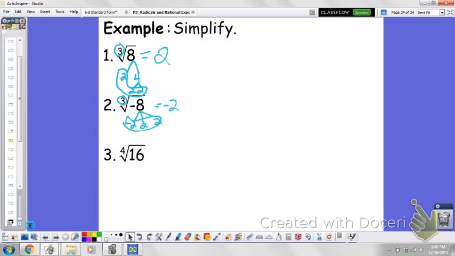Next we have the fourth root of 16. 16 can split up into 2 and 8, and 8 can split up into 2 and 4, and 4 can split up into 2 and 2. And since we were doing the fourth root, we're looking for a set of 4. Well, here we have 4 2's. So the fourth root of 16 is 2.